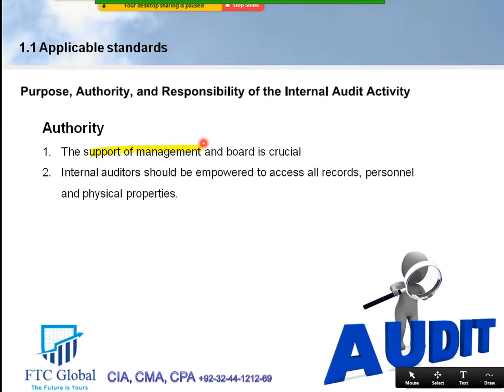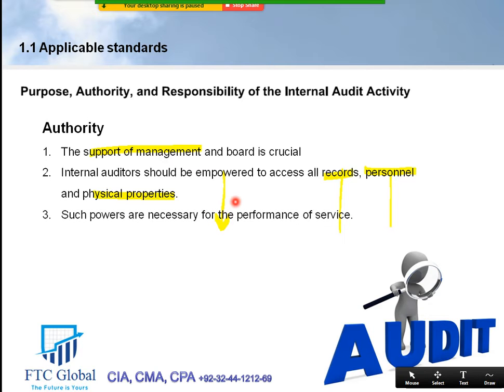Since we have to access various records, people and physical properties, internal auditors must be given power to access records, personnel and physical properties whenever it is needed. In order to discharge our work, we must be given authority to access records, personnel and physical properties. So how do we get these powers? These powers are necessary for the performance of our service. I mean, if we do not have these powers, then how is the internal auditor able to give independent, objective advice and audit? That is why it is important we should be given power to access records, personnel and people whenever needed.